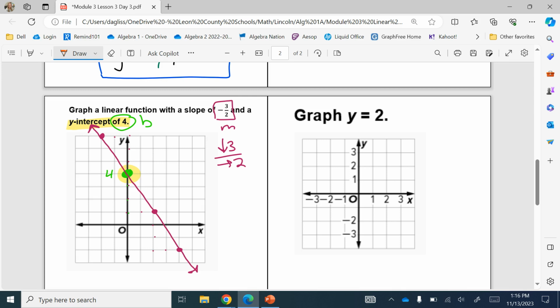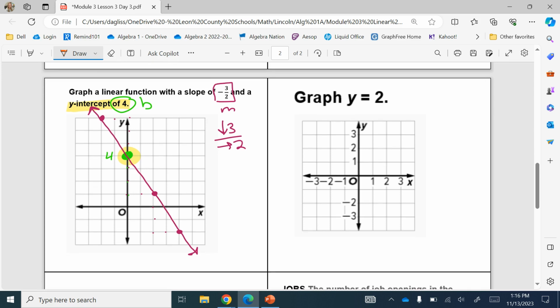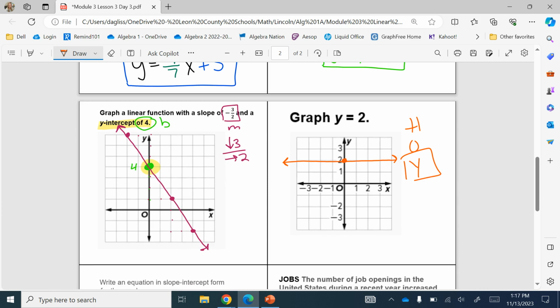Okay. All right, my next one, y equals 2. This is special, right? It's just a one variable. Is that hoy or is that vux? It's hoy, right? Because it's the y equals. So is this going to be a vertical or horizontal line? Horizontal. So find where your y is 2 and go horizontal like this. All right. So this is a horizontal line at y equals 2.